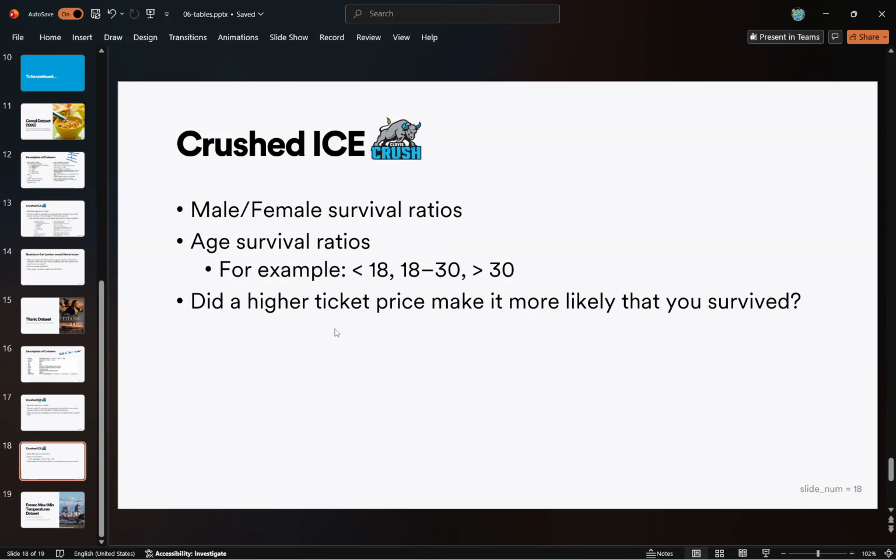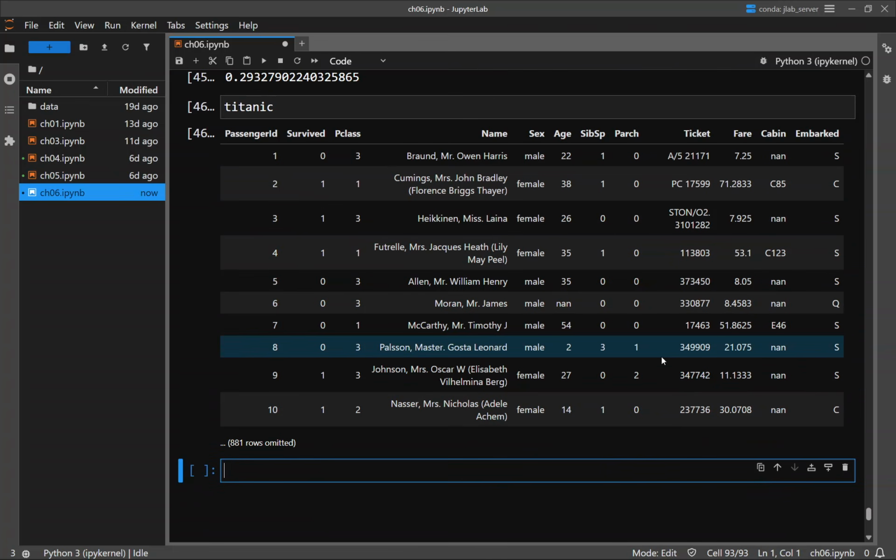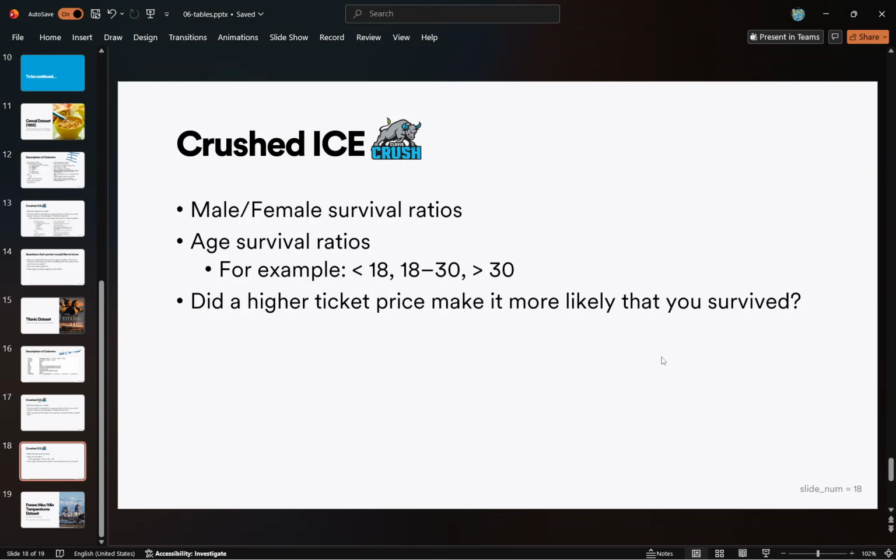All right, let me give these a try. So I think these are interesting questions. Let's do survival ratios for men and women. So it's the survived column plus the sex column, right? That's going to give us the answer. And so let's give it a try.